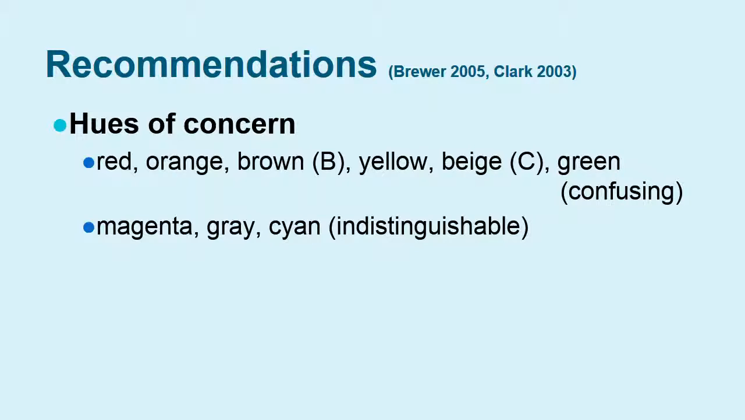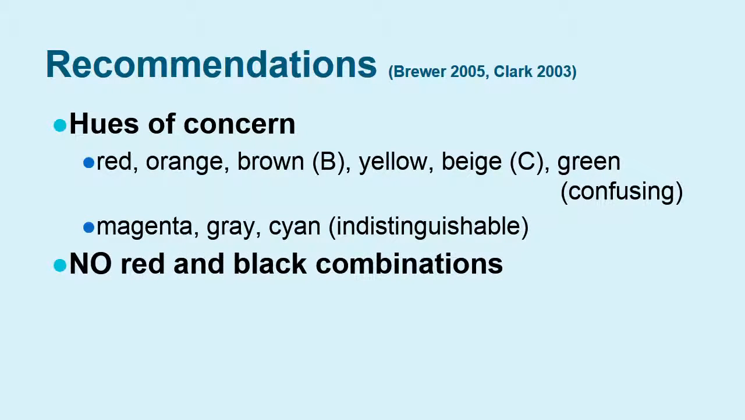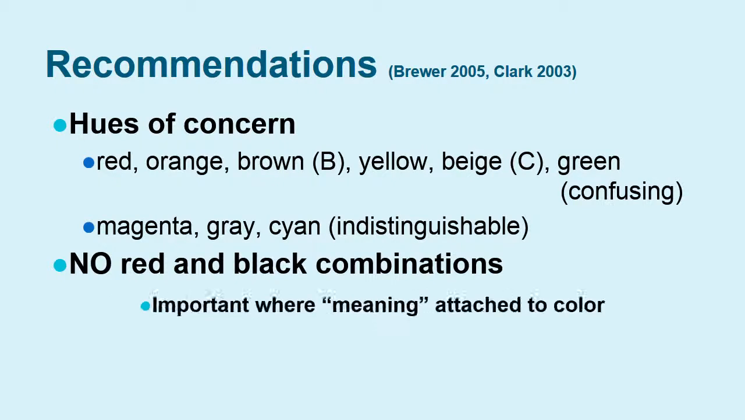Brewer and Clark point out that these are the colors of concern. So the hues red, orange, brown, yellow, beige, green are confusing. And magenta, gray, and cyan may be indistinguishable for some. Now, mostly what they focused on were the inherited population. But it's important in that inherited population that you avoid red and black combinations, because in lighter shades they will not be able to distinguish between red and black.